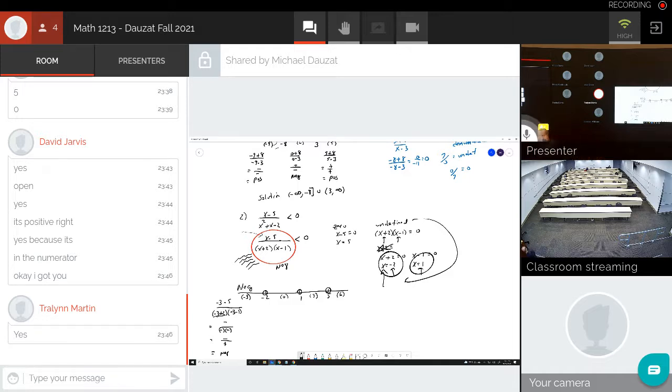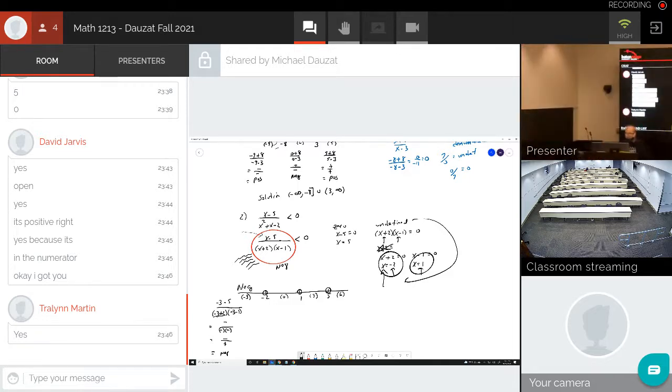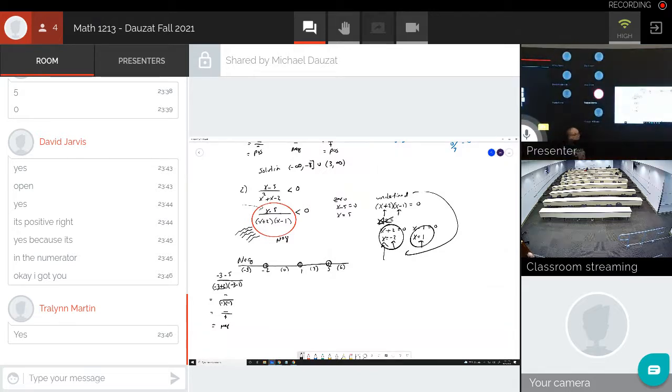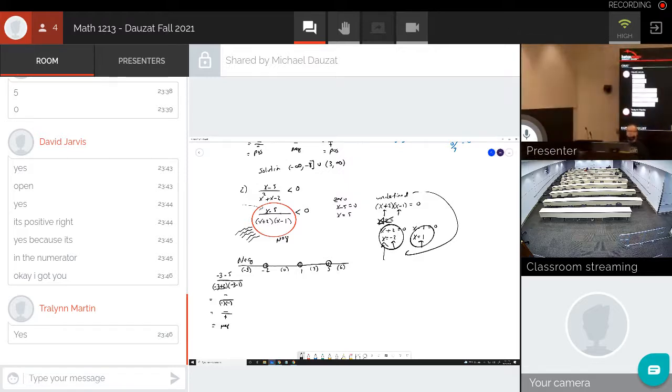So I'm going to ask you again. This first interval, and you two that are online, you can answer yes or no. Is that first interval going to be a solution to this inequality? Yes, because any real number from negative infinity up to negative 2 will make this rational expression a negative number, which is what I want. So put a little check there.